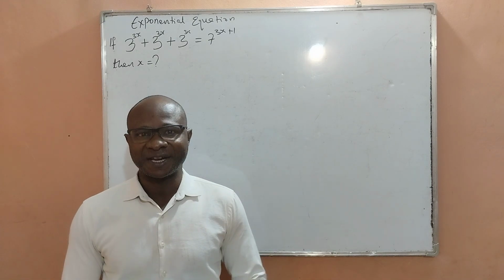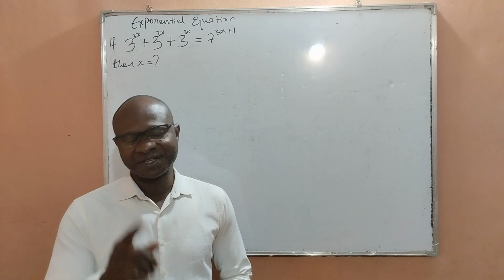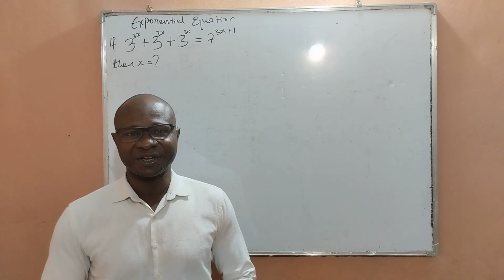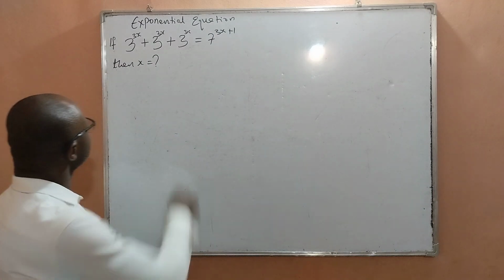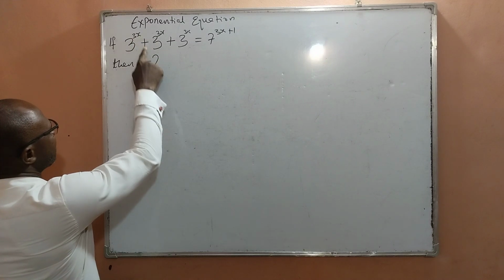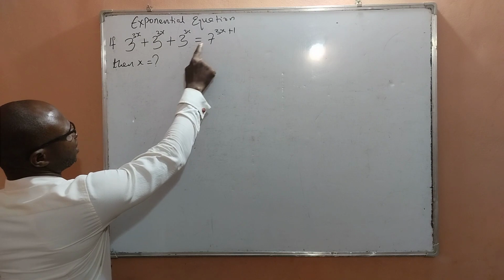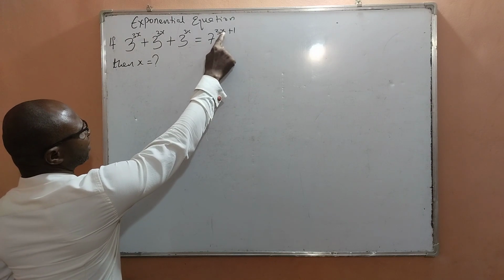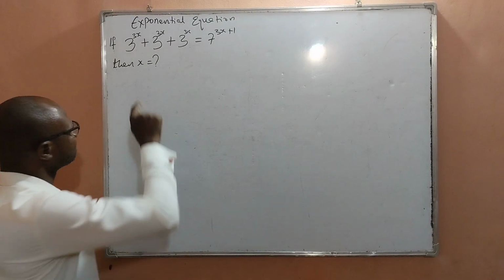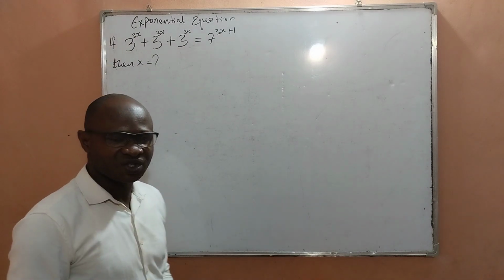Today's mathematics class is an exponential equation, and it is given to us as it is written on the board: 3 raised to the power 3x plus 3 raised to the power 3x plus 3 raised to the power 3x is equal to 7 raised to the power 3x plus 1. Then, what is the value of x?